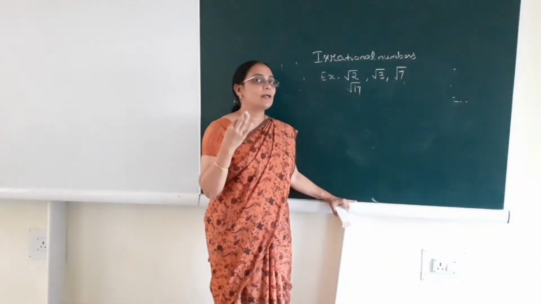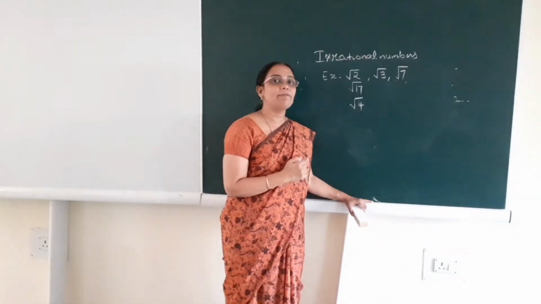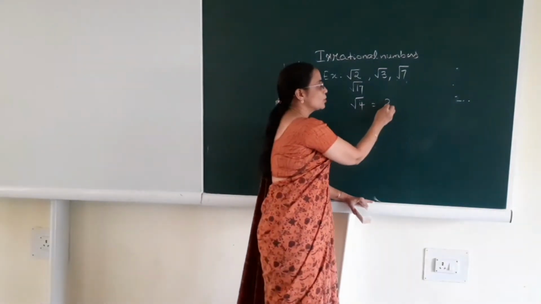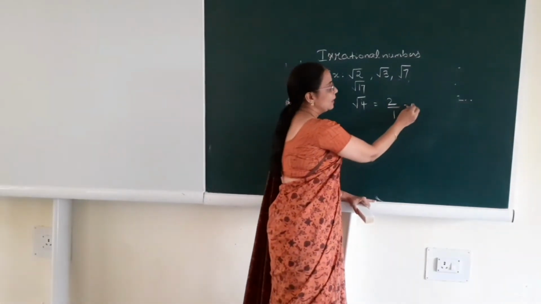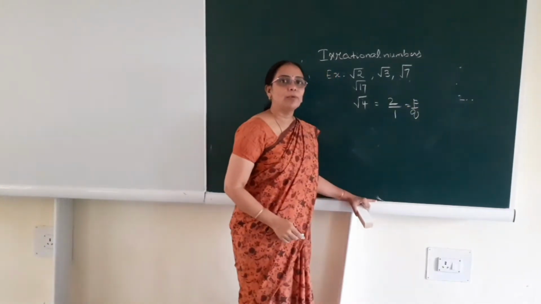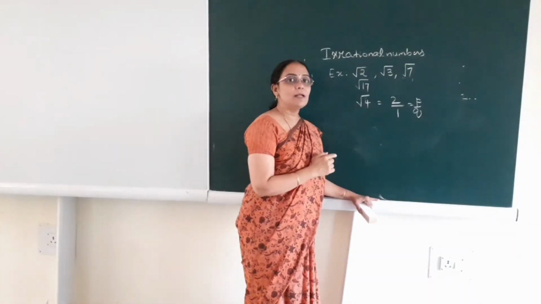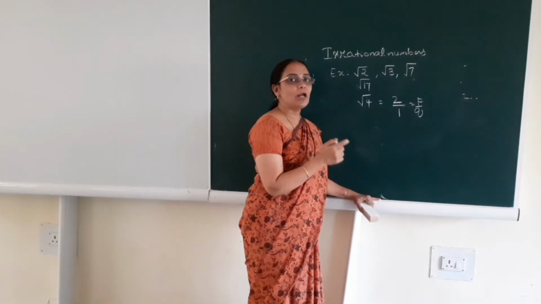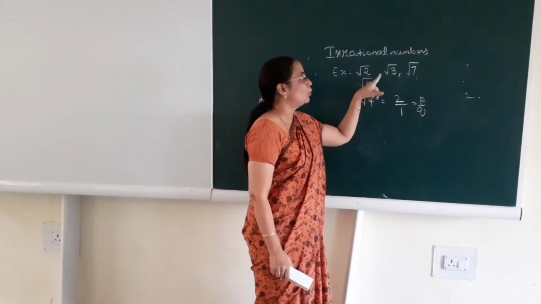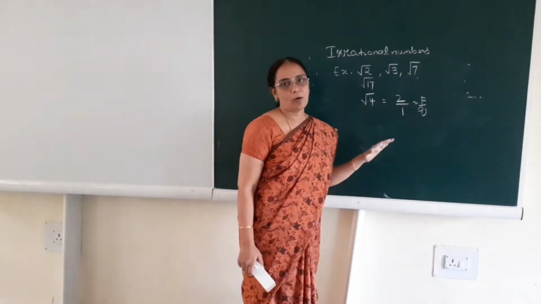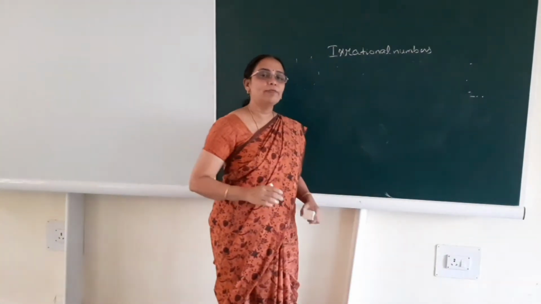Now many students have a doubt: why can't we write square root of 4? Children, 4 is a perfect square. So square root of 4 is 2, and this 2 can be expressed as 2 upon 1. So it is expressed in terms of p by q, and square root of 4 cannot be an irrational number. Those numbers which cannot be expressed in terms of p by q are known as irrational numbers. The examples are root 2, root 3, root 7, root 17 and so on. Now we will see some of the properties of irrational numbers.